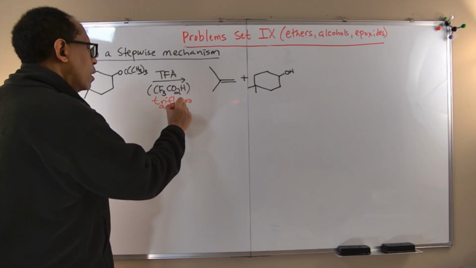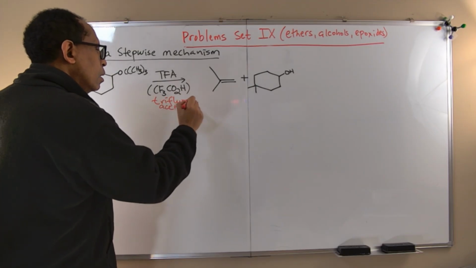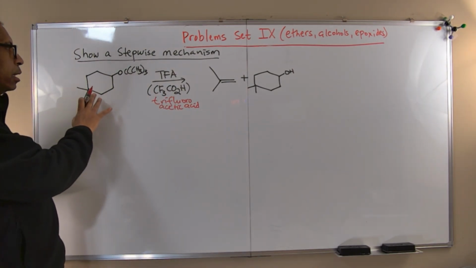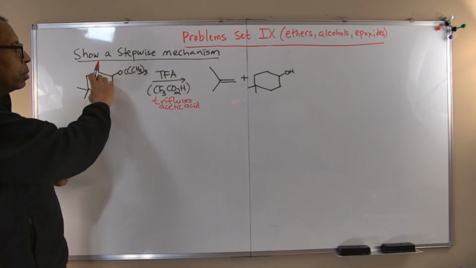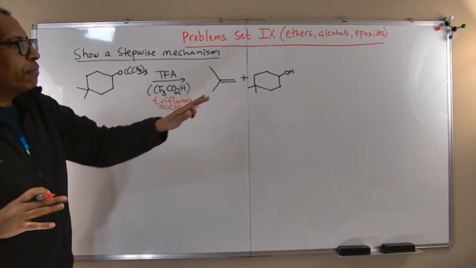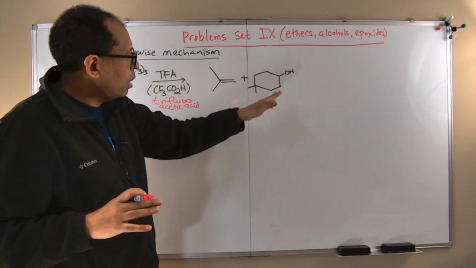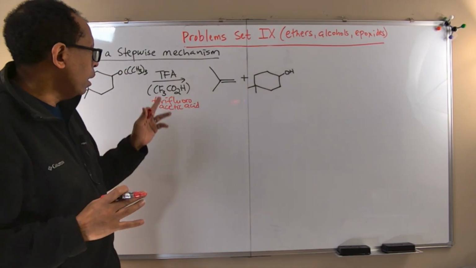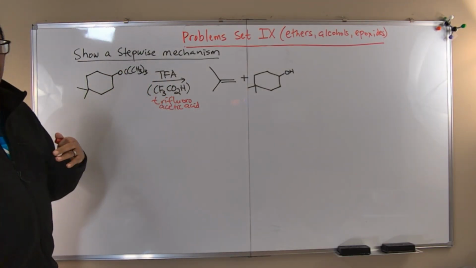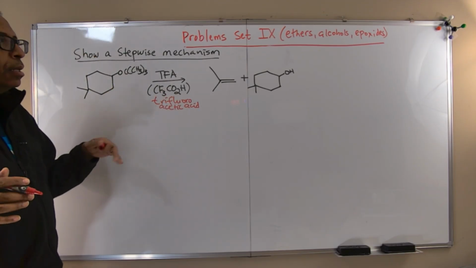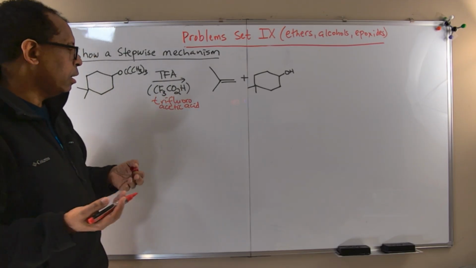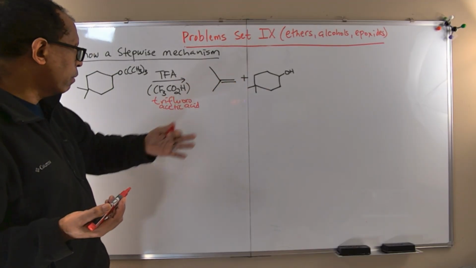Trifluoroacetic acid. So when you treat this ether, a cyclohexyl tert-butyl ether, you are forming one alkene and one alcohol. And you are given only one equivalent of trifluoroacetic acid. The question is just to give the mechanism for this, how those are formed.